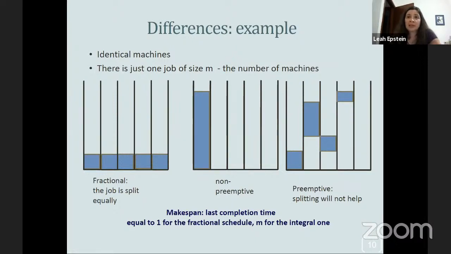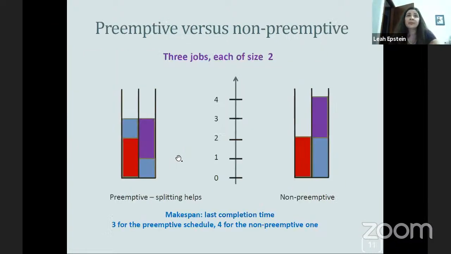For one job, it doesn't help because you still need to run it, and you cannot run it in parallel. So if the job has size m, and m is the number of identical machines that you have, the schedule on the left-hand side has Makespan, or last completion time, of 1, and the 2 others have m. So here it doesn't seem to be helpful to use preemption.